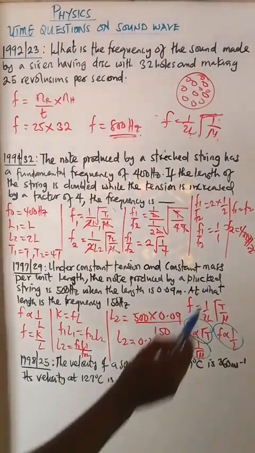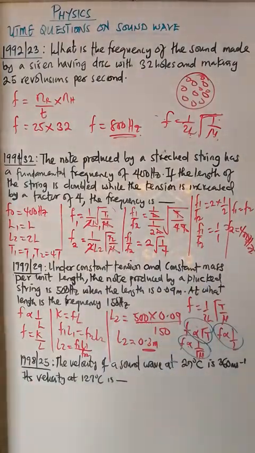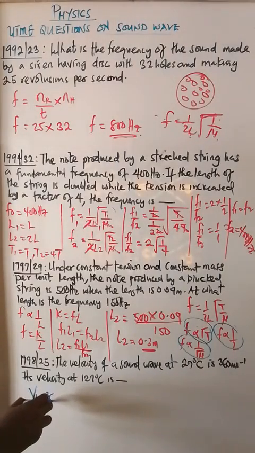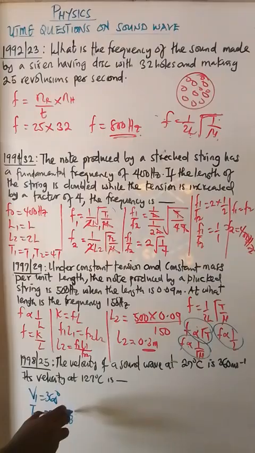And we've used this one to solve the question today, and this one we've used the three relation. Next, the velocity of sound wave at 27 degrees Celsius is 360. So let's say V1 is 360, when temperature T1 is 27 degrees. Then I have to convert to Kelvin.